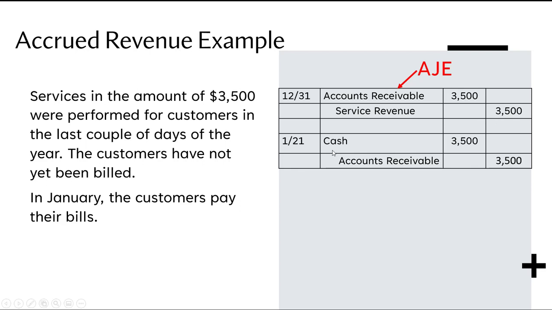Now, next month, we pick a random date, the 21st, they're going to pay us. So next month, we're going to get the cash and credit the accounts receivable. So anytime you have accrued revenue, you're going to be debiting a receivable and crediting the revenue. All right, so our financials are going to show an account receivable as a current asset, and then our revenue on our income statement will be $3,500 more as a result of that journal entry.